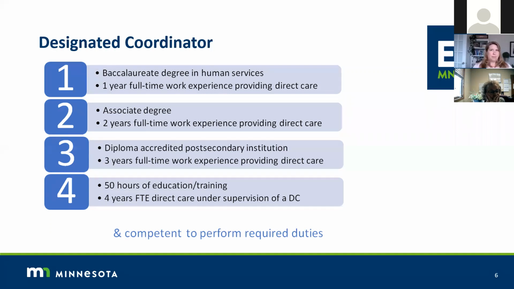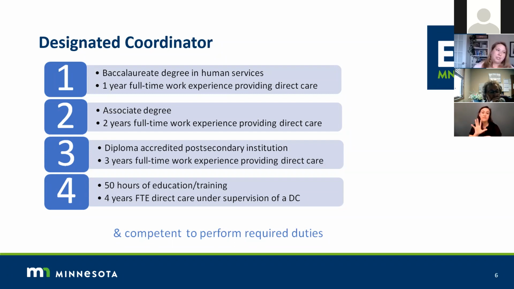So maybe they've worked directly 1 full year, full-time. Maybe it's someone that worked part-time over a number of years, but you can calculate and hit that 2,080 hour mark. The other option is for people that have a 2-year degree or an associate's degree, and then they have 2 years of full-time direct support for people with disabilities or people 65 years old and older.